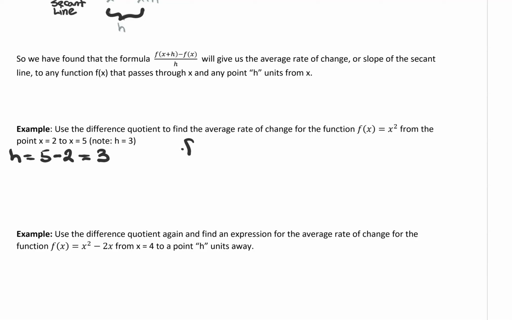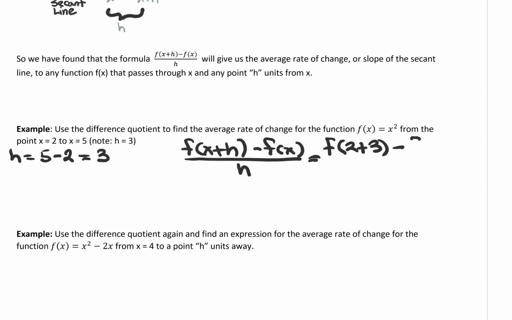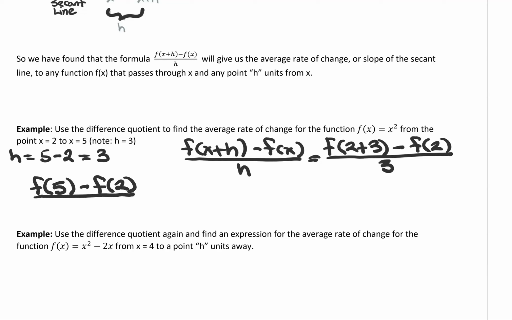Okay, so average rate of change is going to be f of x plus h minus our f of x divided by h. So let me fill in. So our x is 2 and our h is 3. So we're going to have f of 2 plus 3 minus f of 2 over our h value, which is 3. So carrying that down, we're going to find f of 5 minus f of 2 and divide that by 3.